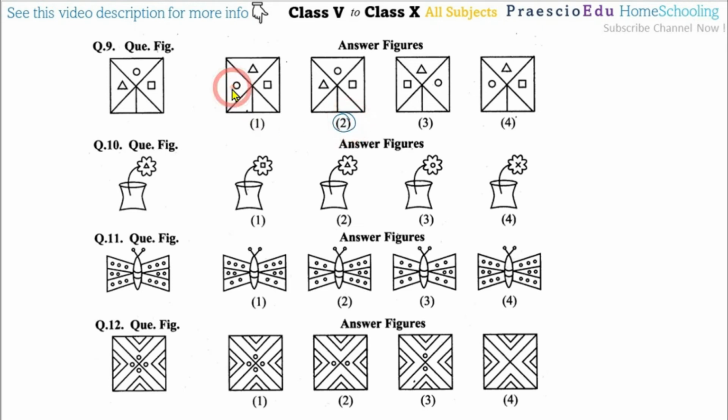Option number 1, this one means all the symbols are different. Option number 3, these ones are the differences, and option number 4 also, all the symbols are differences. These two are the differences.